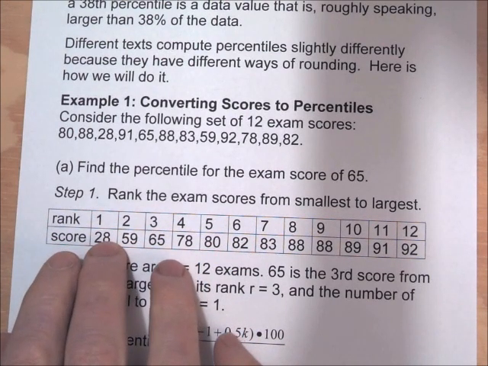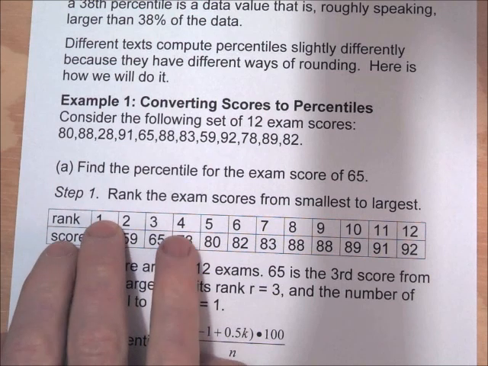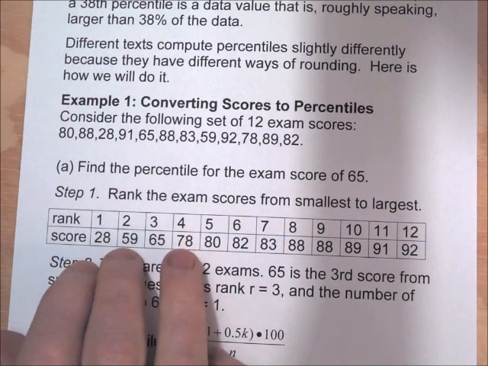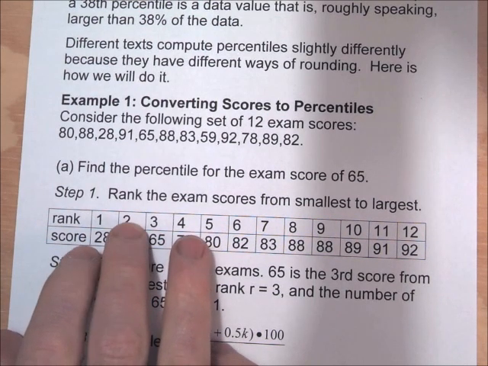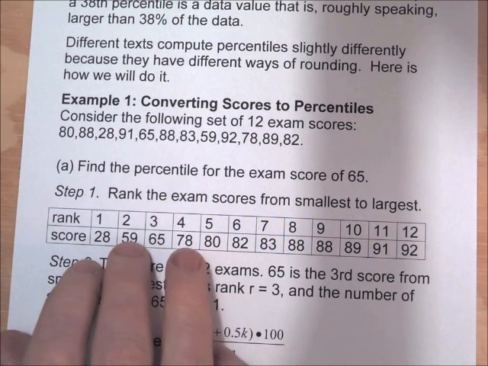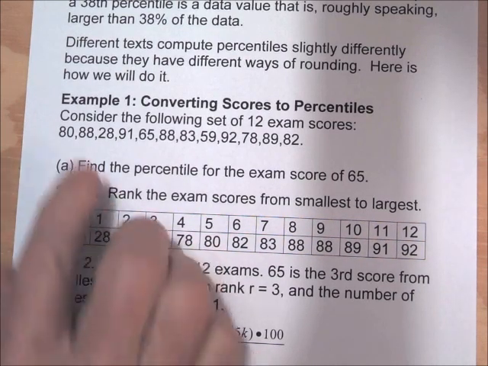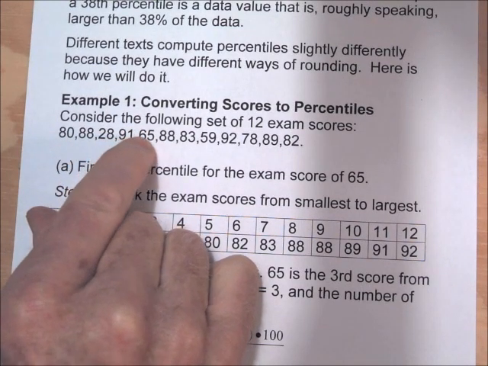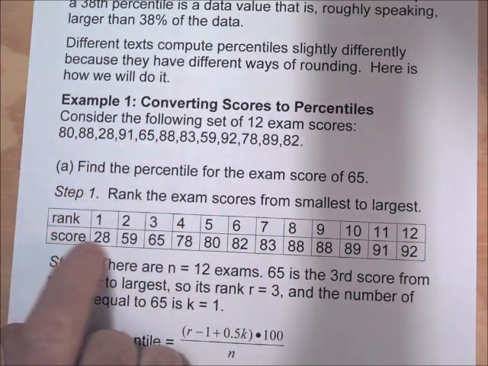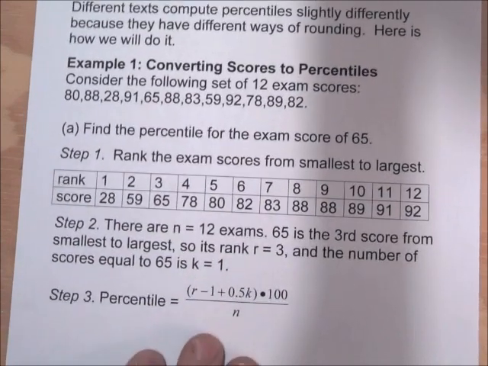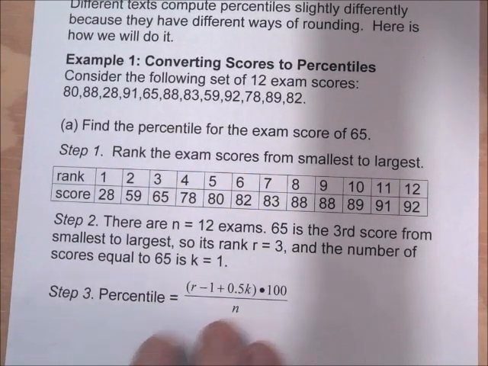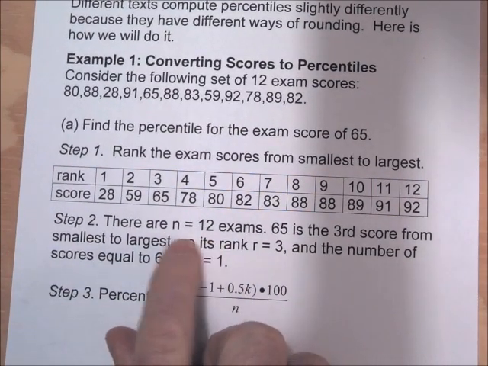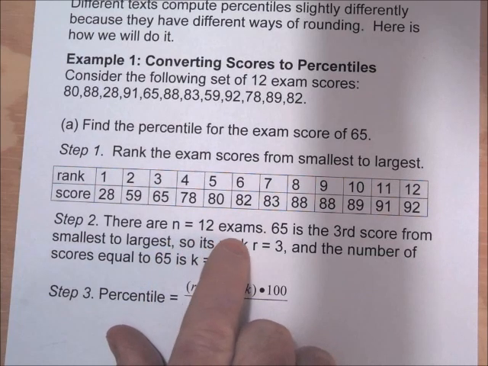So the smallest exam score is 28. Its rank would be 1. The second smallest is 59. Its rank is 2, and so forth. These are the original scores: 80, 88, 28, 91, etc. But I just put them in order from smallest to largest. There are 12 exams, so n is going to be 12. n is our sample size.